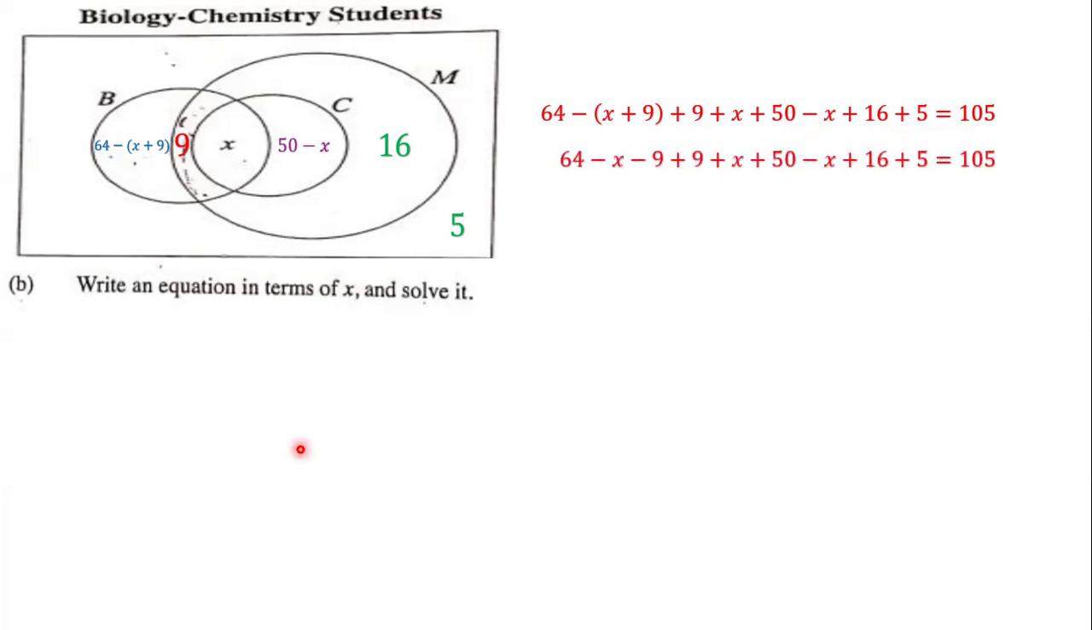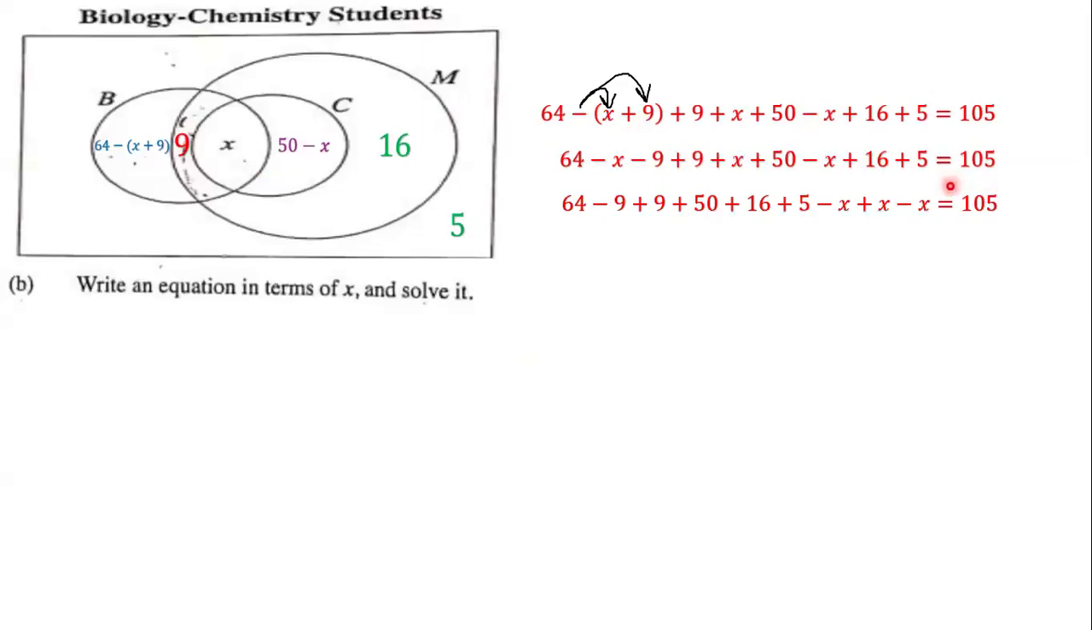And what are we going to do? Well, the first thing that we do is we distribute. So we take negative 1 and we multiply it by X, and we have negative 1 multiplied by positive 9. And so when we do that, what do we have? Well, negative 1 multiplied by X is going to be negative X, and negative 1 multiplied by 9 is negative 9. And so we have 64 minus X minus 9 plus 9 plus X plus 50 minus X plus 16 plus 5 is equal to 105.